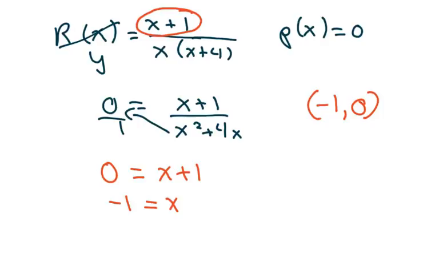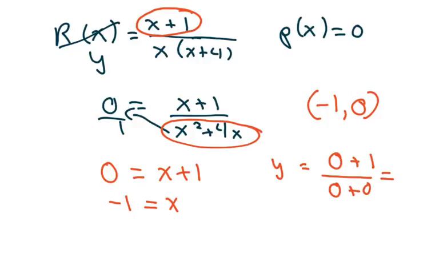And then we're going to find the y-intercept. The y-intercept is when you let x be 0. So everywhere there's an x, I'm going to put 0. We get 0 plus 1 over 0 times 0 plus 4, which is 1 over 0. That's undefined, so there is no y-intercept. This was step 2. Next is step 3, and that's to test for symmetry.